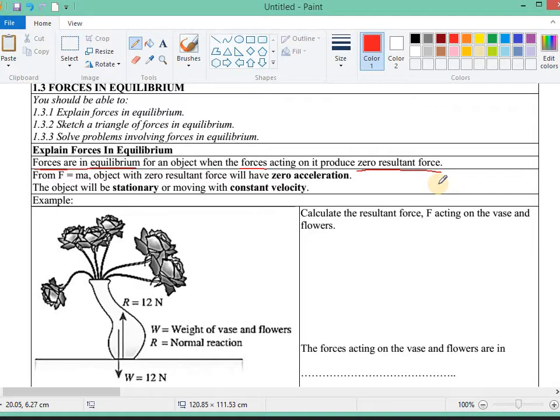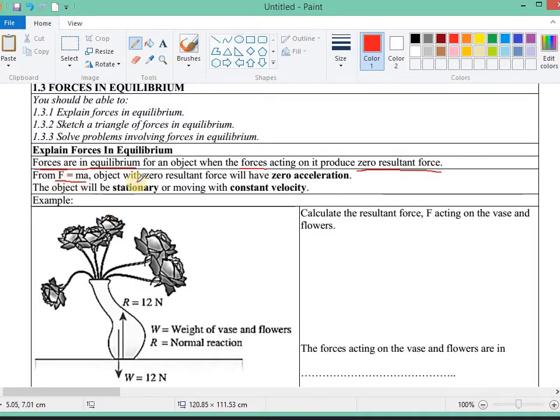the single force, one single force that can give the same effect as a few forces combined together, that is what we call resultant force. But when there are many forces acting on the object, but the resultant force is zero, then we say that the forces are in equilibrium. That means they are all equal and balanced off each other. Okay. So what happens when forces are in equilibrium?